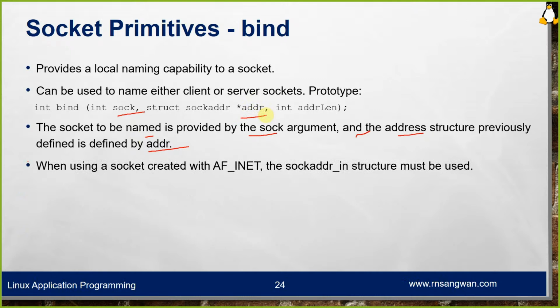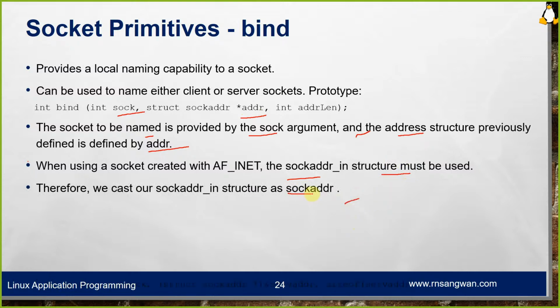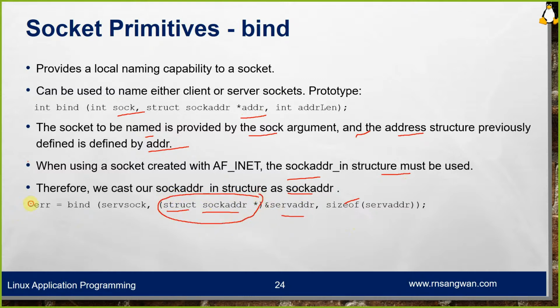When using a socket created with AF_INET, the sockaddr_in structure must be used. Therefore, we cast our sockaddr_in structure to sockaddr. So this is how we cast it: struct sockaddr, and we cast it here. Let me tell you, this sometimes is not found on the internet when you search for this example, and it is not mentioned. If you don't cast it, you get a warning, and the program may not work well. To do it completely, comprehensively, and properly, you must cast it.